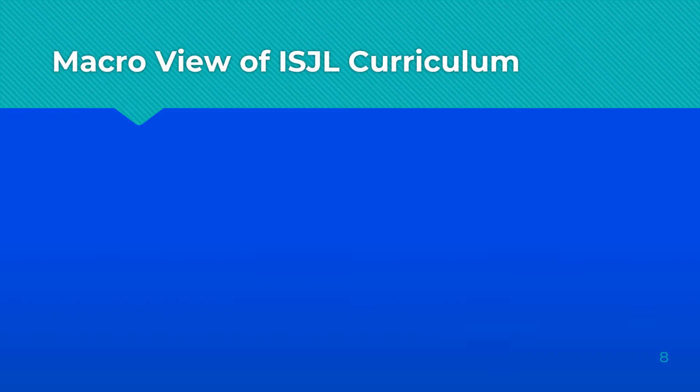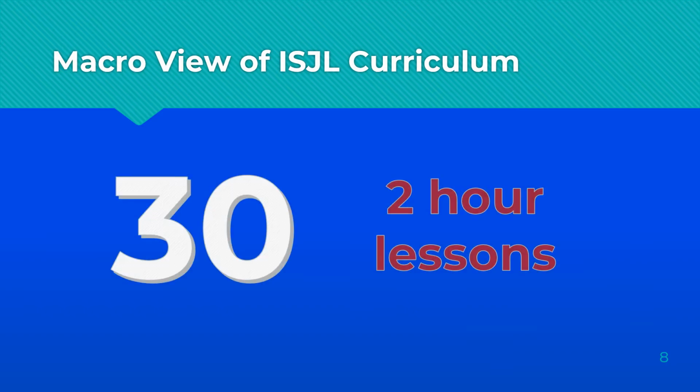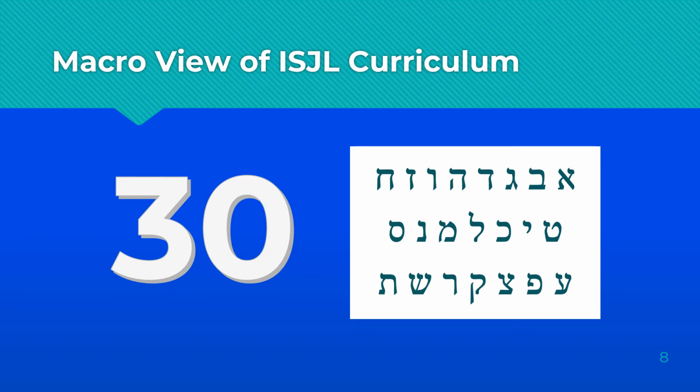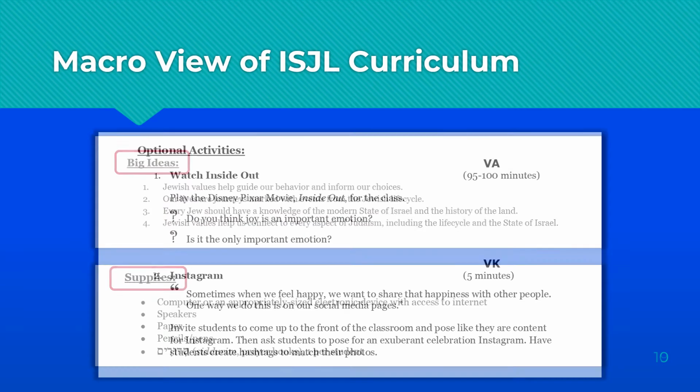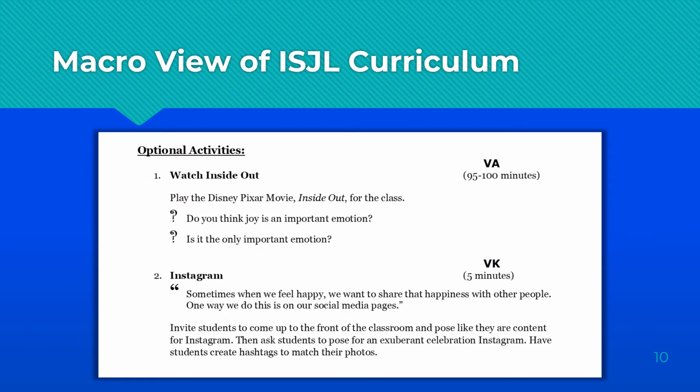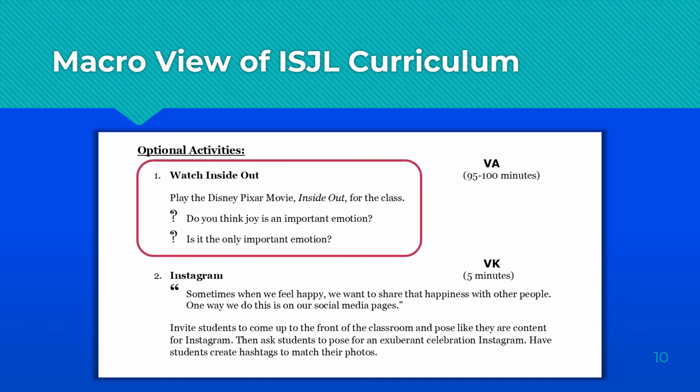Each grade has 30 2-hour lessons, including Hebrew. Each grade provides class-by-class lesson plans, which includes everything from the big ideas to the finer details, such as supplies. The curriculum also provides a script and time allocation for teachers who want that extra guidance in the classroom.